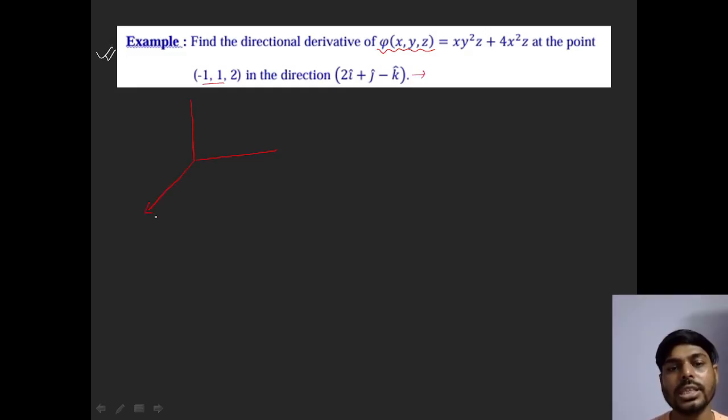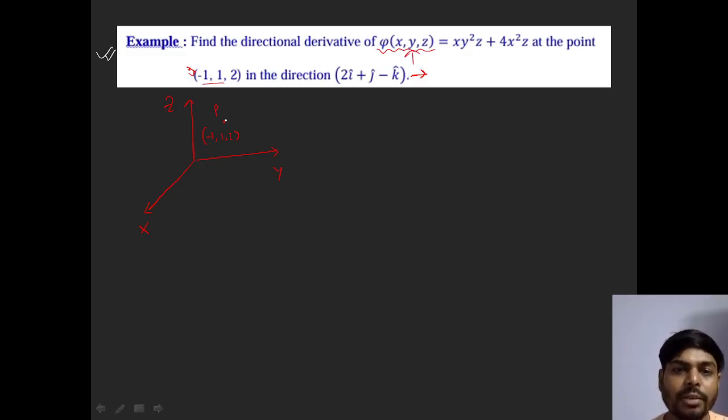So this is a Cartesian coordinate system, x, y and z. Let's identify this point: along the x direction it is minus, and on the y direction it is plus. Let's say this point is P, which is 1, 1 and 2. At that point, along this direction, you have to find the directional derivative of the given scalar. What does it mean? Let's try to understand.